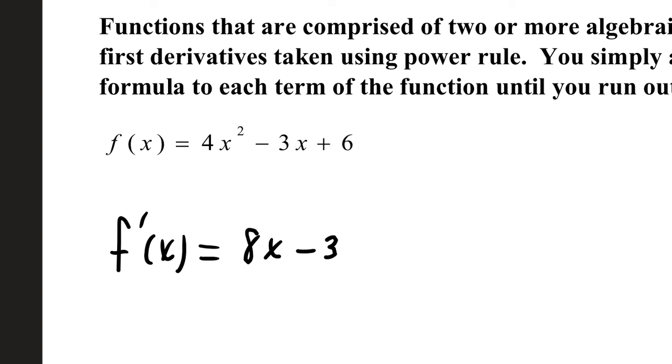4 times 2 is 8. 2 minus 1 is 1. And then you move to your next term, negative 3 times 1, that's negative 3. And this unwritten 1 minus 1 goes to 0. There's no more x. 6 is a constant, and as we saw before, the derivative of any constant is 0. So the rate of change of this function at any value of x is 8x minus 3.